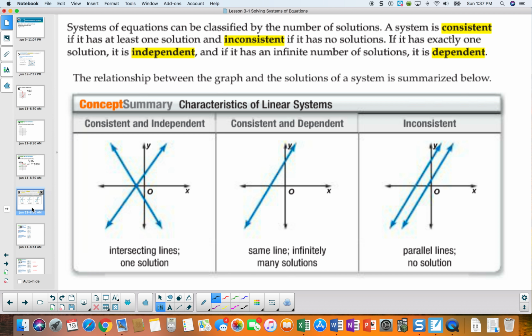All right, there are 3 ways two lines can position themselves in the coordinate axis. One, they could be intersecting lines where there is a solution, and this solution is a solution for both lines. You could have it where it's exactly the same line, therefore they have an infinite number of solutions. And you could have 2 lines that are parallel that will never intersect, and then that is no solution. This is represented by the words inconsistent, consistent and dependent, consistent and independent.